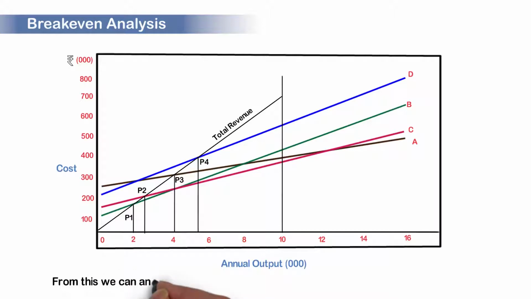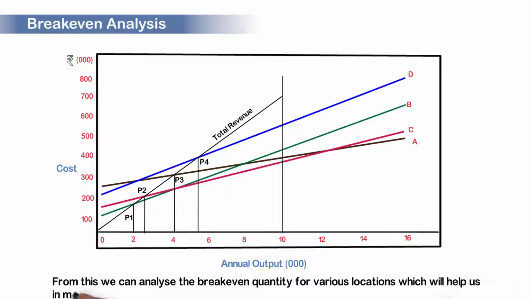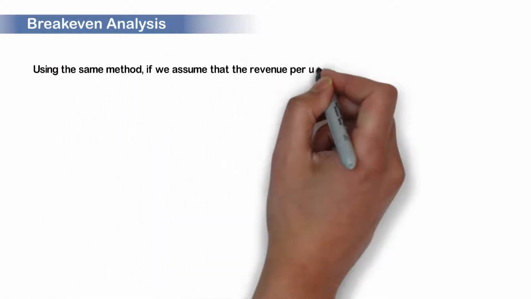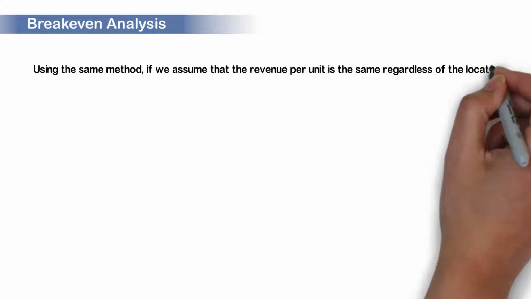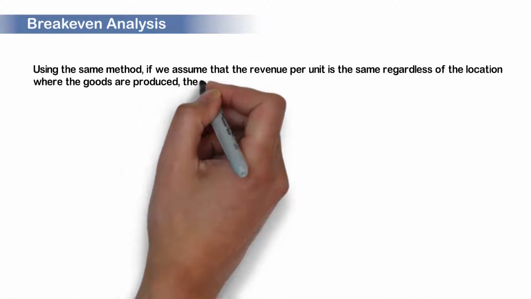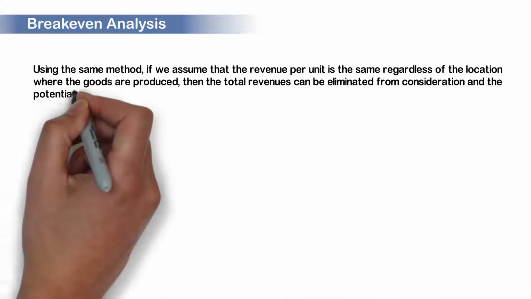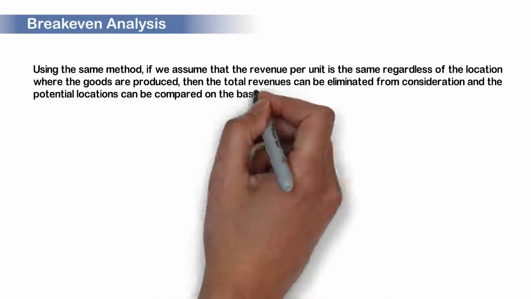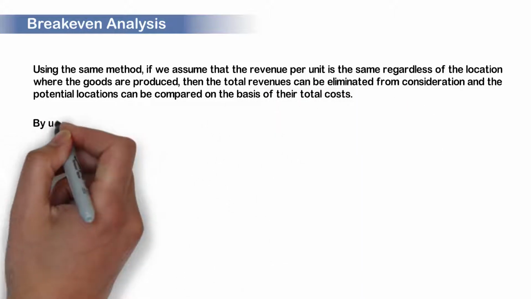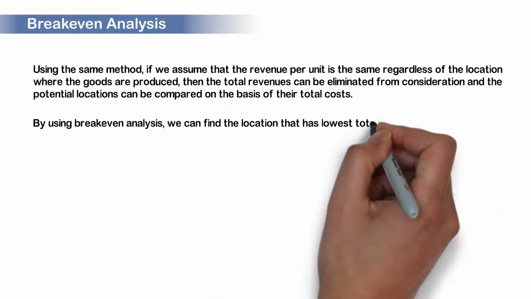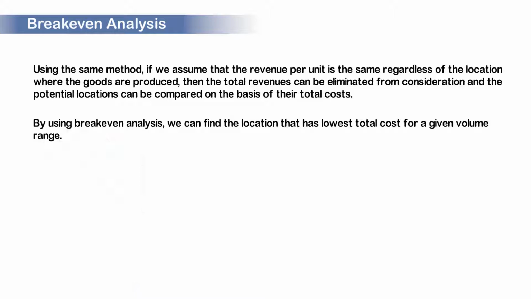From this, we can analyze the break-even quantity for various locations, which will help us in making the facility location decision. Using the same method, if we assume that the revenue per unit is the same regardless of the location where the goods are produced, then the total revenues can be eliminated from consideration and the potential locations can be compared on the basis of their total costs. By using break-even analysis, we can find the location that has the lowest total cost for a given volume range.